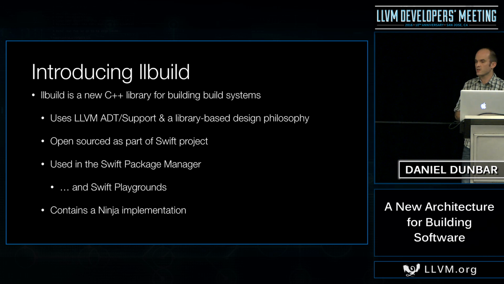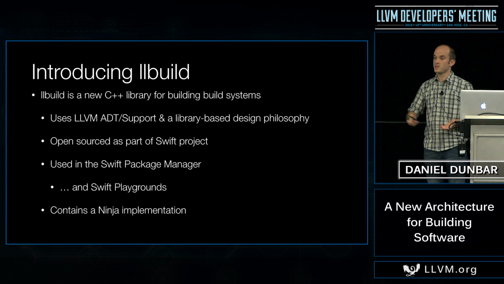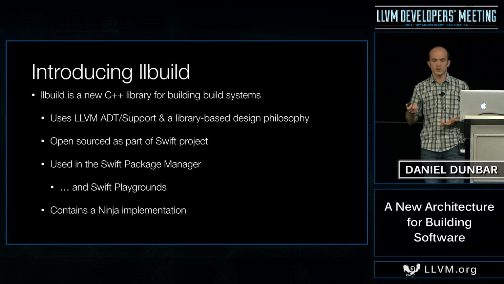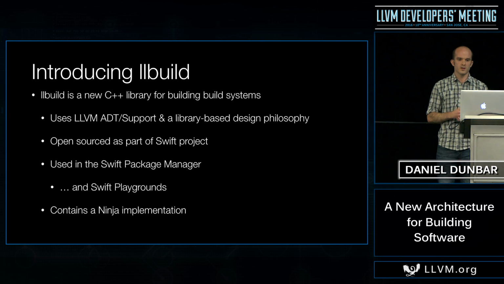And then llbuild also contains a Ninja implementation itself, and so you can use it to build LLVM and Clang just as you would use Ninja with CMake. And this is actually how I build LLVM and Clang when I'm building them as part of Swift development, and I've been living on it for a couple years.